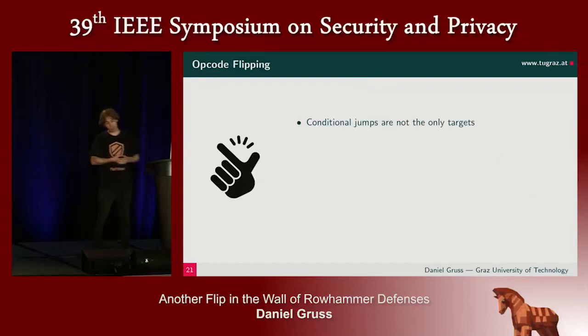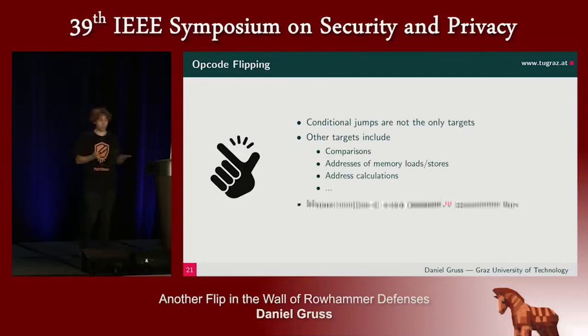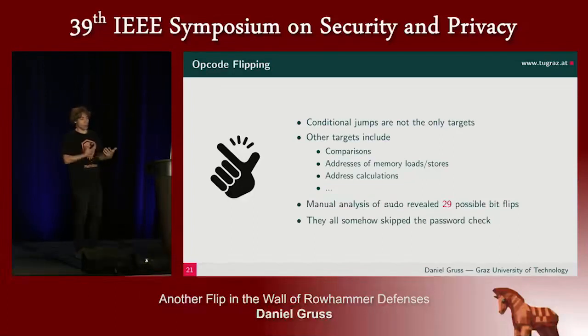First, we don't need to target exactly that location. We can have a bit flip somewhere else in a binary as well. For instance, comparisons, addresses of memory loads and stores, address calculations. There are loads of different opportunities for what you can flip. In a manual analysis, we found 29 possible bit flip offsets, but we think that we should automate this search for possible bit flip offsets, but we haven't done that yet. All of these bit flips somehow skip the password check, so somehow we can become root without knowing the password.